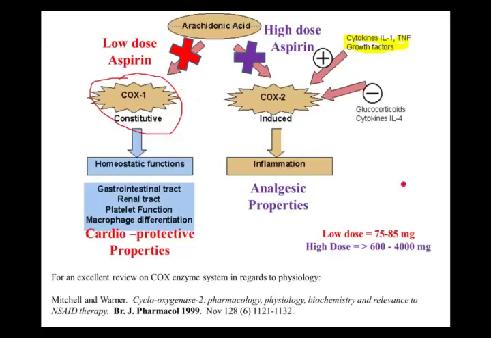High-dose aspirin, and by high, I mean from 600 milligrams to upwards of 4,000 milligrams, we can inhibit COX-2. And COX-2, remember we said it's inducible, is the pathway that drives inflammation, and that is the outcome of the analgesic properties of high-dose aspirin. Okay, so if you increase the dose tremendously, you can essentially target pain management, and that's why aspirin belongs in these series of lectures.